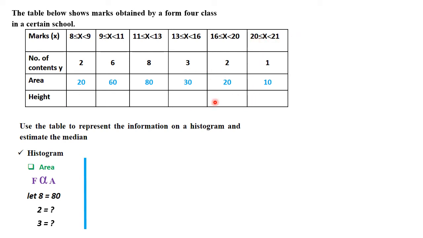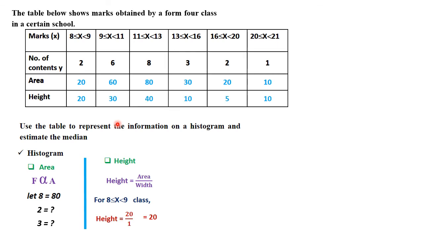So these heights here will be given by the areas divided by the corresponding width. For the first class, it will be 20 divided by 1, which is 20. The height will be 20. The next one will be 60 divided by 2, which is 30, and on and on. And so if you populate that, you're going to get the heights 20, 30, 40, 10, and so on. You can work that out.